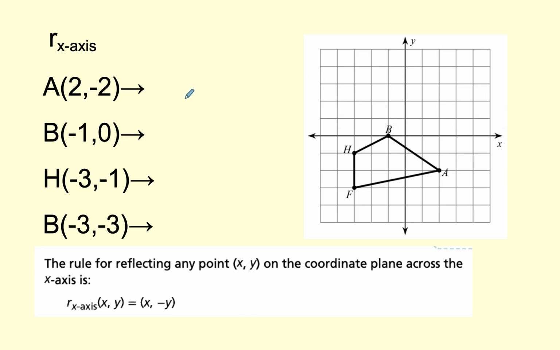Now, notice that when we did this problem, the x's all stayed the same. The only thing that changed were the y's. This y didn't change because it was on the line of reflection, but these y's changed. So this is the rule that happens when you do a reflection across the x-axis. The x's stay the same, the y's change sign.